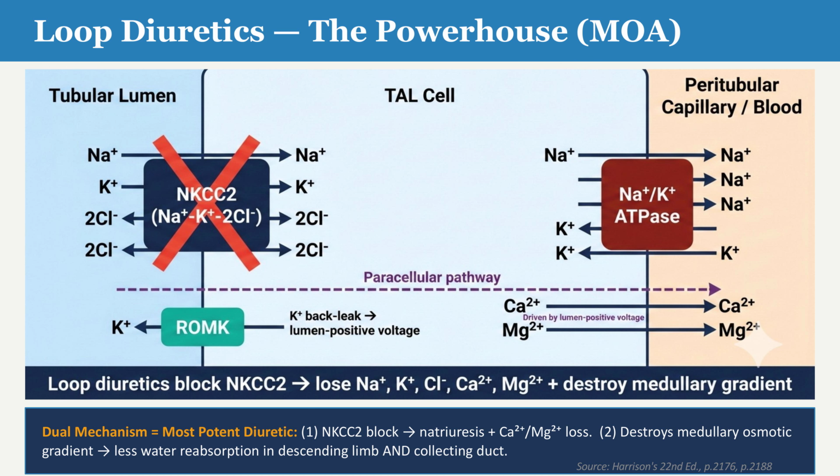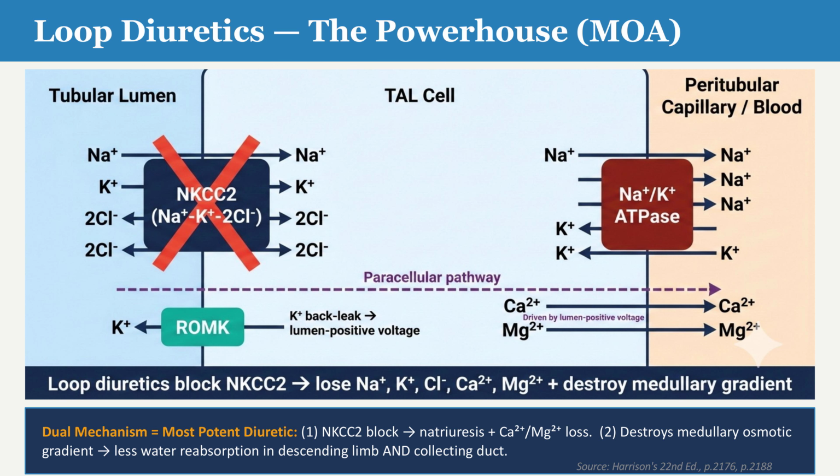The NKCC2 is responsible for building the medullary osmotic gradient, the concentration of the medulla that pulls water out of the descending limb, and the collecting duct under ADH. When you destroy that gradient, you impair water reabsorption in TWO places downstream. It's like pulling the plug and turning off the pump at the same time.